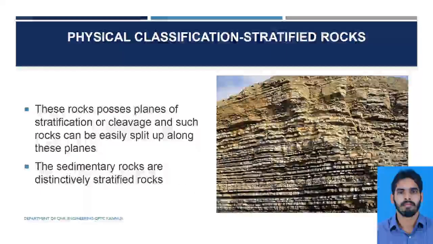See, look at this figure. It is having like a contour. You would have studied the contours in the 2nd semester survey. Okay, contours are the points connecting the points of equal elevation. See, it is like a contour. Okay, some sort of contours. These rocks possess a plane of stratification or cleavage, and such rocks can be easily split up along this plane.